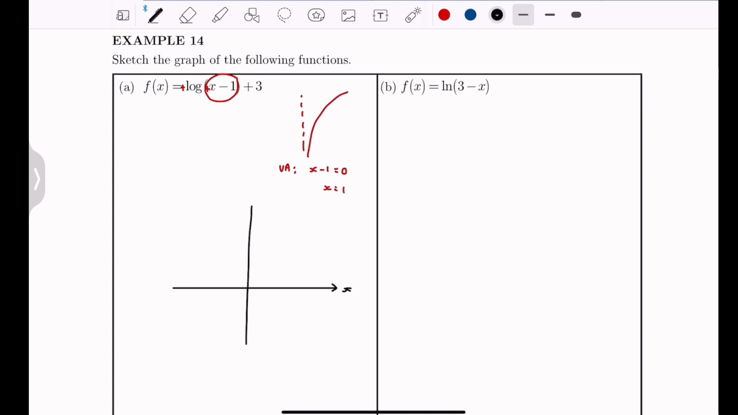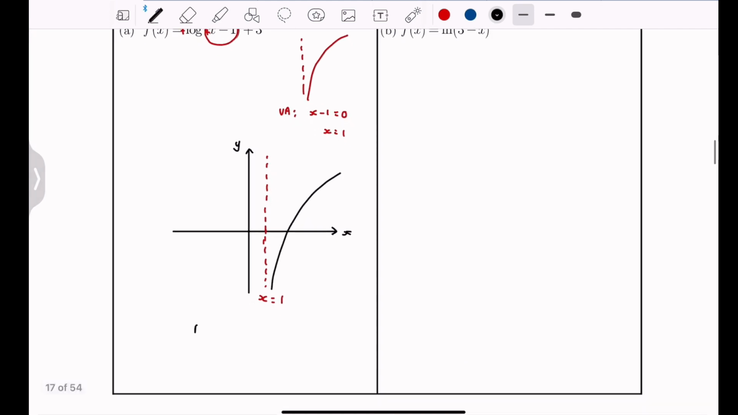X-axis, y-axis. First, draw the vertical asymptote. At 1, we have a dotted line, x equals to 1. Then we can sketch the graph.